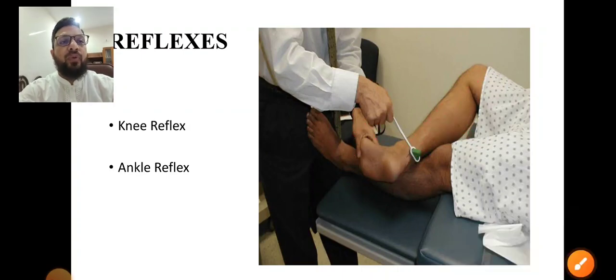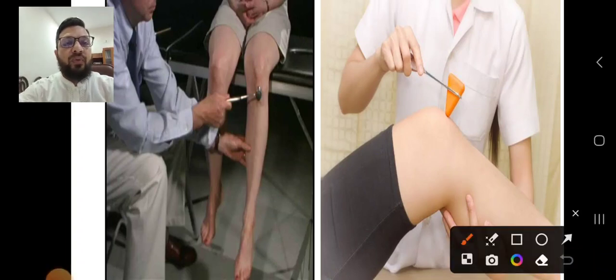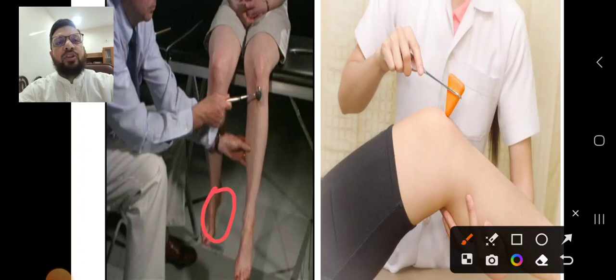So it can be performed in this position, or you can perform it with the patient in this sitting position. So you have to hold his foot, just tap on the back, and look for the gastrocnemius muscle contraction.